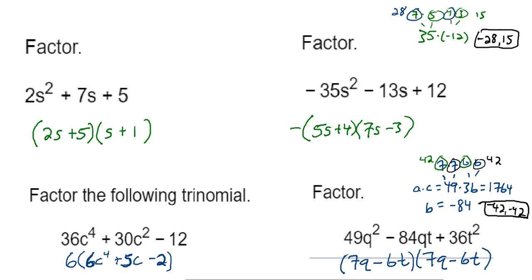All right, so I paused my recording so that I could go ahead and work these problems out, and these were some pretty tough ones. First one wasn't too bad. So for the first problem, you should get 2s plus 5, s plus 1 as your two factors. The order of those two factors doesn't matter. So if the answer you got was s plus 1 times 2s plus 5, that's perfectly fine.